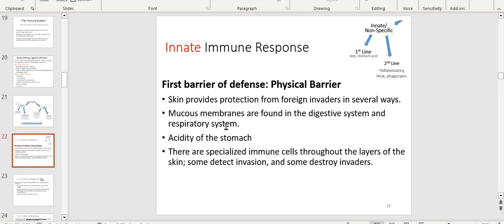We'll get there. Acidity of the stomach, we talked about that. Low pH definitely will kill more bugs. And there are specialized immune cells throughout the layers of the skin, dendritic cells, just lying in between the layers of skin, waiting for any invaders to come along and destroy them.